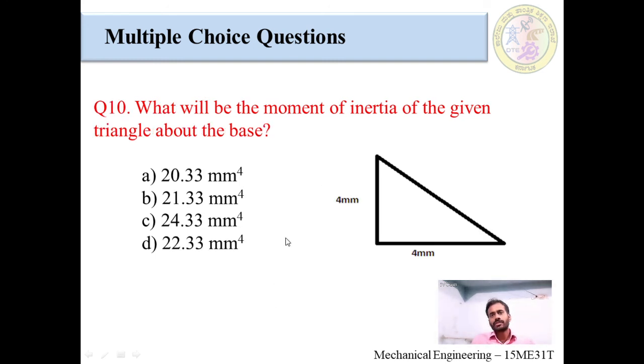The last question, what will be the moment of inertia of the given triangle about the base? So for a triangle, moment of inertia about the base is bh cube divided by 12. Substitute the value of b and h. This is the b, this is h. So 4 into 4 cube divided by 12, you will get answer as 21.33 mm to the power 4.